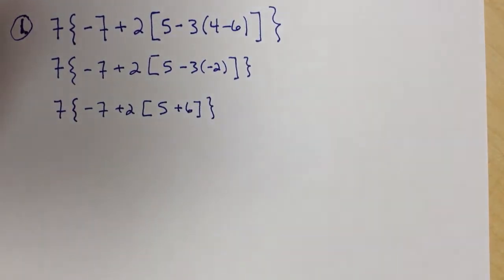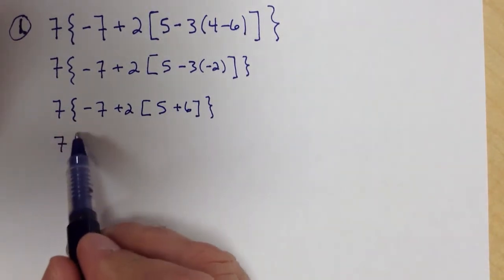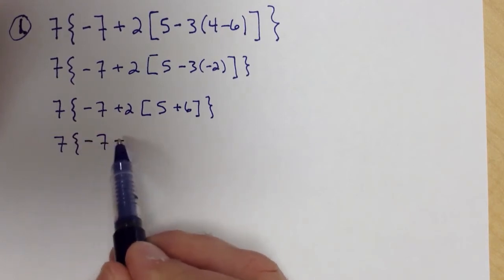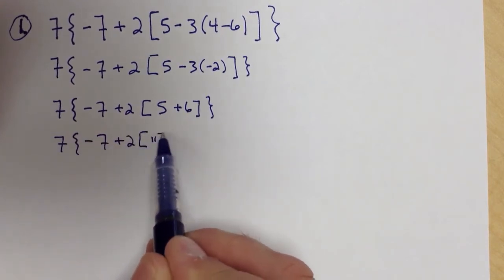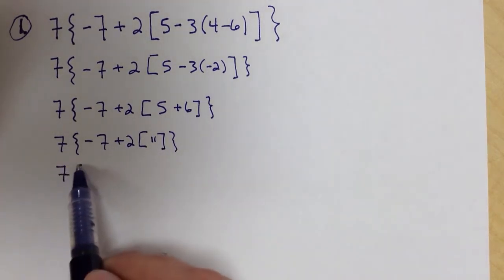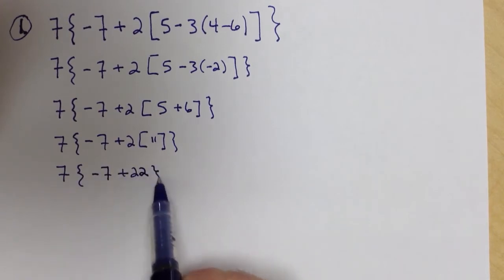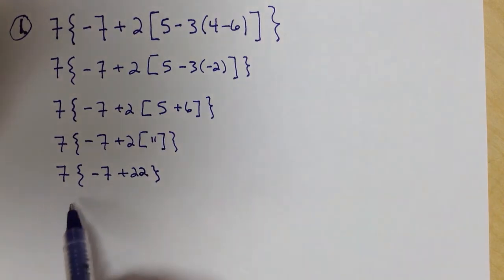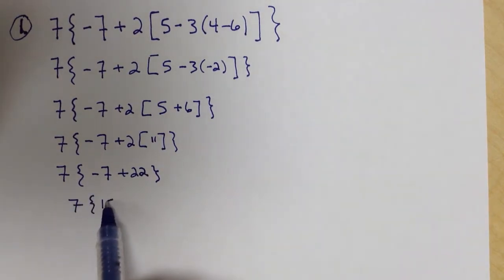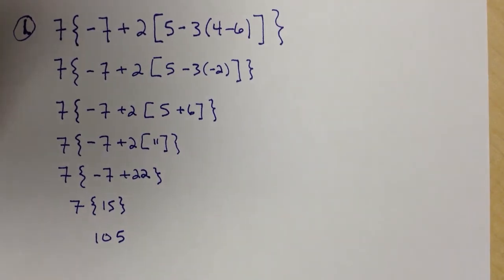So I'm still working inside out on the brackets. So 5 plus 6 is 11. Not going to touch anything else. 2 times 11 is 22. Negative 7 plus 22 is 15. And 7 times 15 is 105. Go ahead and pause the video if you need to and check your answer.